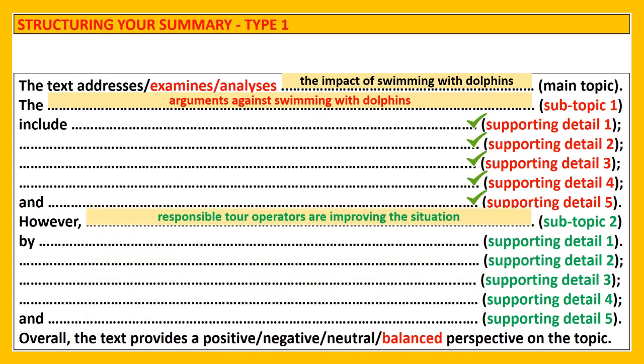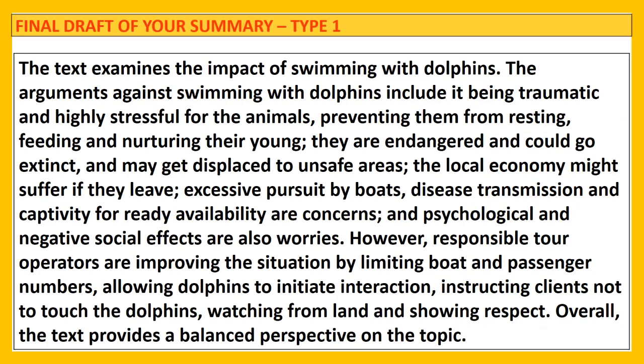Introduce the second subordinate theme, efforts by responsible tour operators to improve the situation. Provide at least 5 supporting details for the second subordinate theme. Conclude the summary with an impartial assessment. The final draft of your Type 1 summary should be structured as follows.